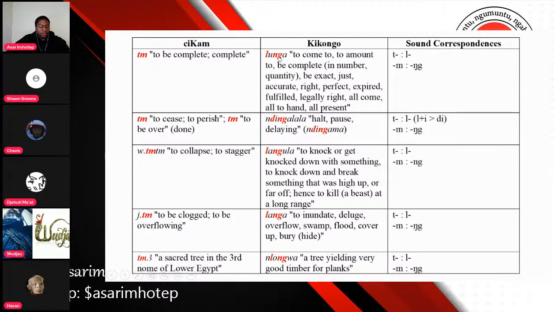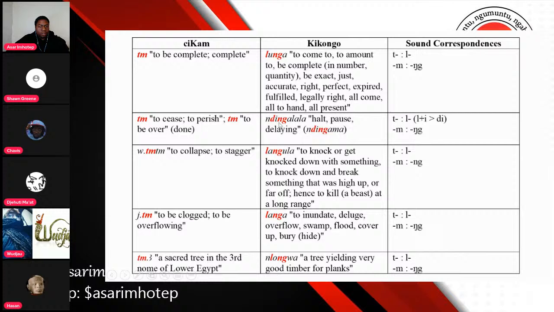And so it's like when you're singing, so we count these two together, even though these are separate sounds, right? And so what he's saying is that in the first consonant position, ancient Egyptian T corresponds to Kikongo L, which you see right here. And in the second consonant position, ancient Egyptian M corresponds to ng. But notice this second row. That's a D instead of an L.